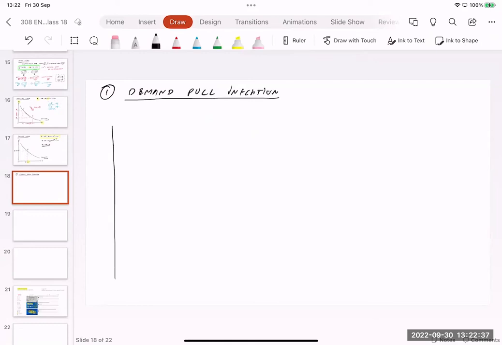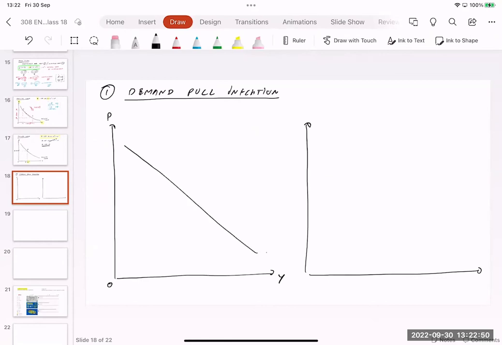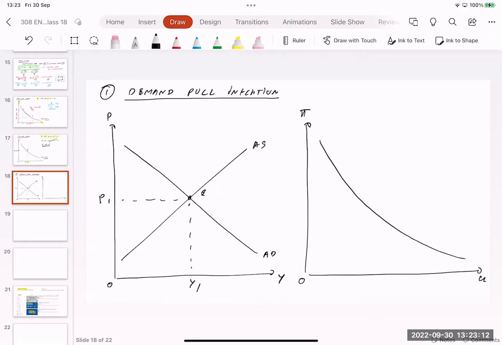Okay, I'm going to show you two graphs, one on the left and one on the right. On the left, the horizontal axis is Y and the vertical axis is P. You have the aggregate demand curve and the aggregate supply curve. You have the equilibrium point, this is Y1 and this is P1. On the right-hand side, you have the Phillips curve, vertical is pi, horizontal is u. This is the Phillips curve.